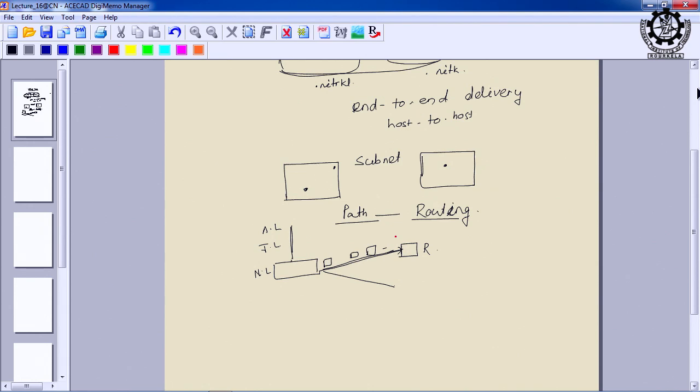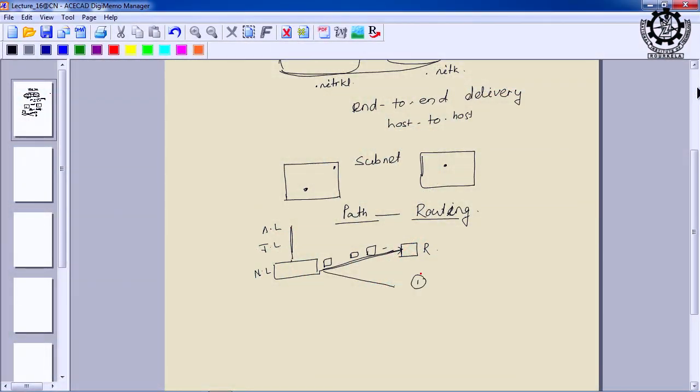So, like every other layer, the network layer also provides service to its upper layer, because that is the job of every layer in the OSI model. Now, the first function or first service of the network layer is that it provides service to the upper layer, and who is the upper layer? The transport layer. Now, what kind of services can it provide? The network layer can provide a connection oriented service or a connectionless service.